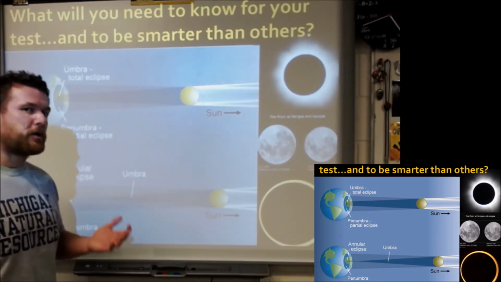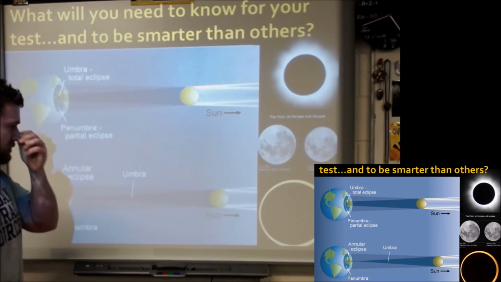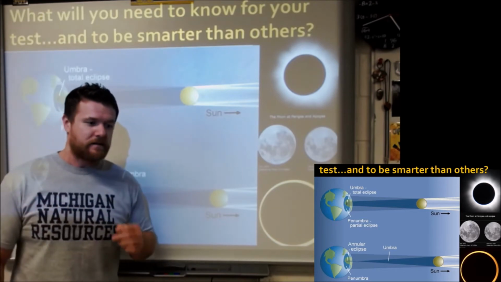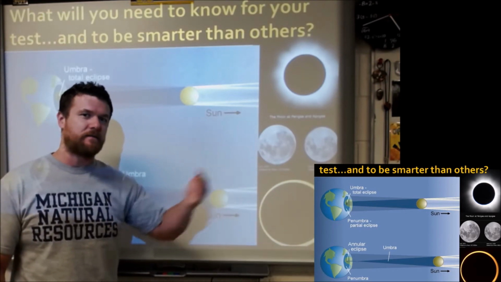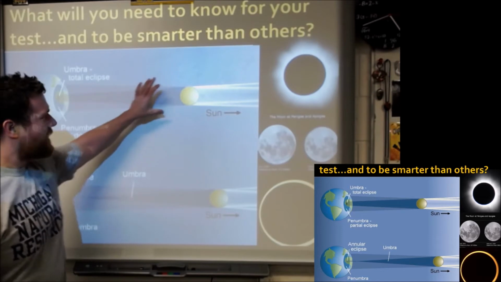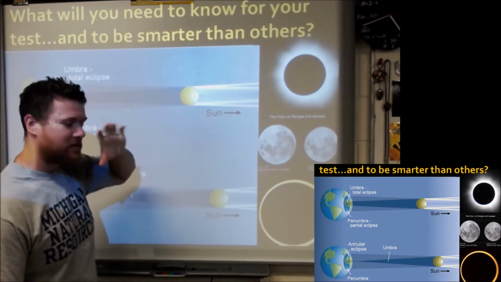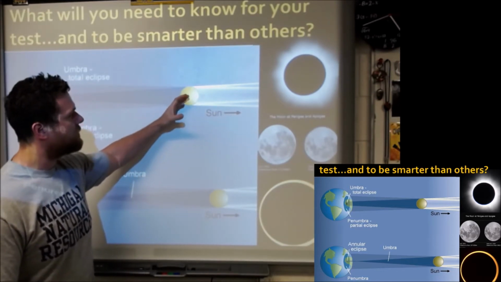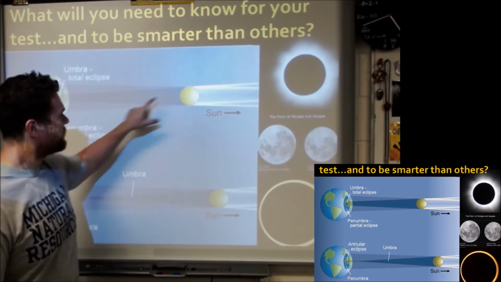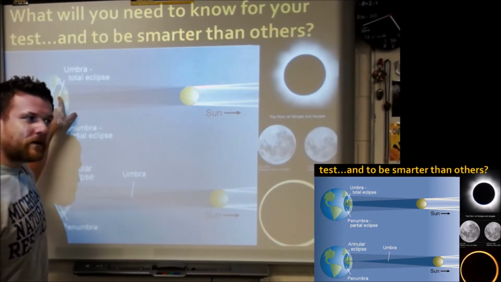You're going to be in a partial shadow. We also just learned that the moon is not always the same distance from Earth. So if the moon happens to pass in between the sun and Earth while the moon is close, you're going to have the shadow fall on Earth.